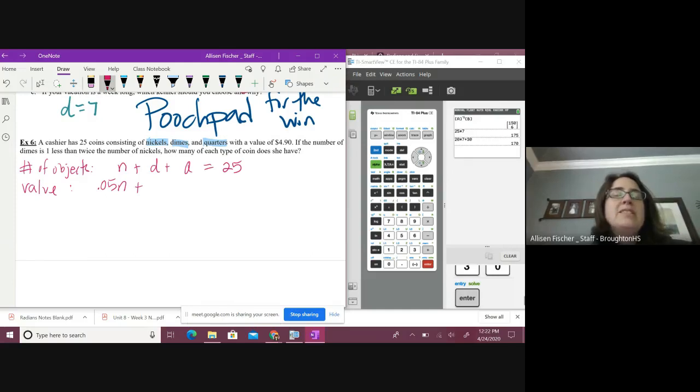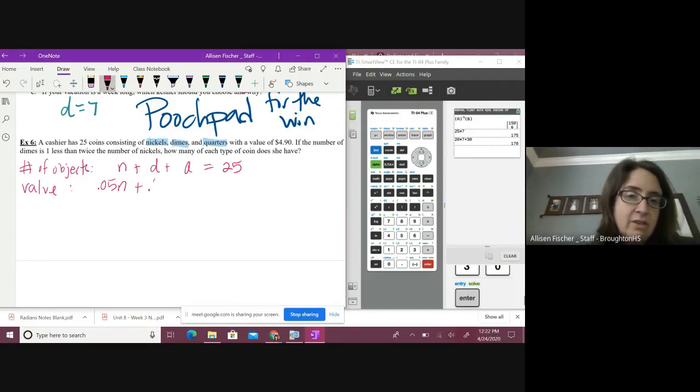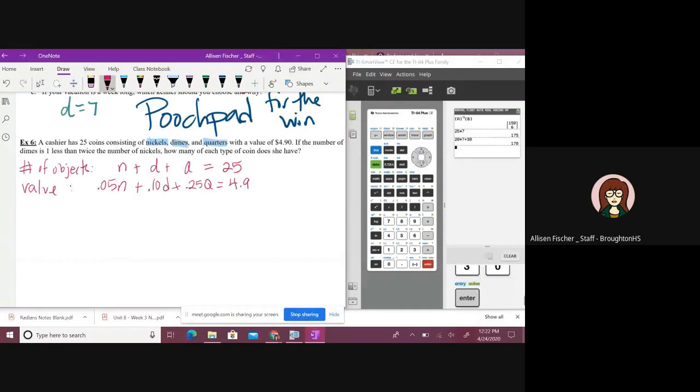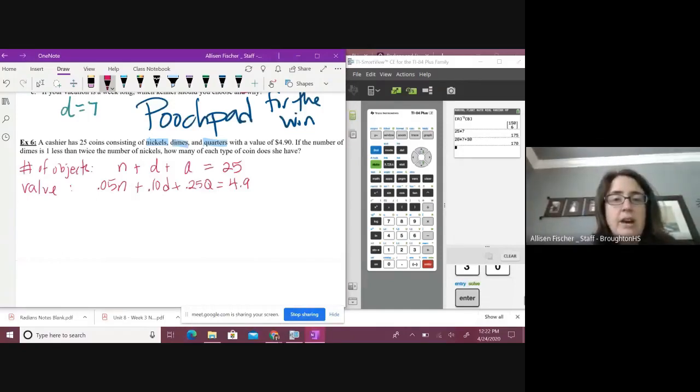Then we're going to do the same thing for dimes. Each dime has a value of 10 cents. So 10 cents for each dime. And then each quarter is 25 cents. From the first sentence, we're getting 2 equations out of that. All right, and then the last sentence is going to give us our third equation.